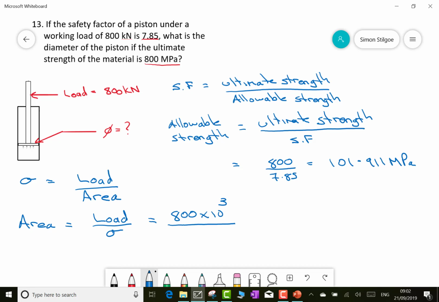The stress is what we just worked out over here, 101.911 megapascals. So let's put that in: 101.911 times 10 to the power of 6 because it's mega. Now we have to keep the units clear here because we're working in kilo on the top and mega on the bottom. If you divide that by that, we'll end up getting our area, which is going to be 7.85 times 10 to the minus 3 meters squared. And once again, don't worry too much about this number. I'm just writing down what the calculator said.